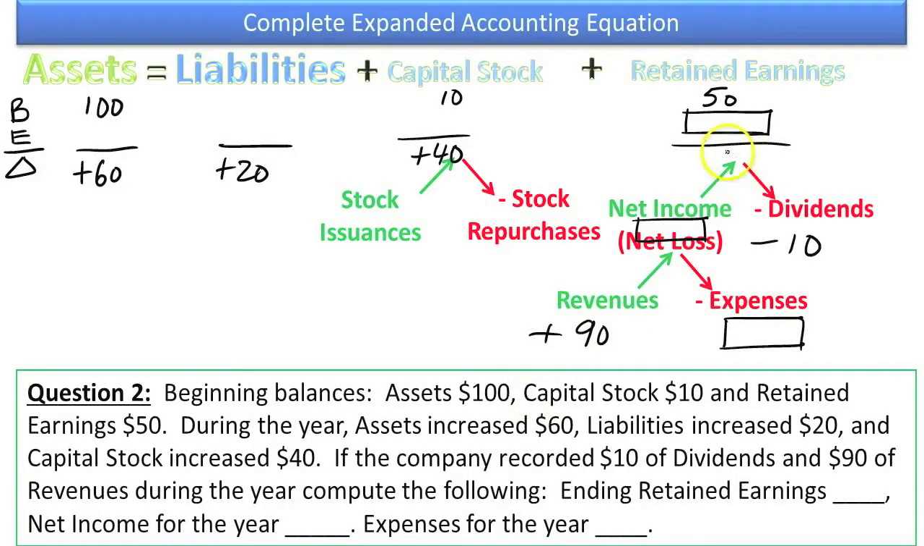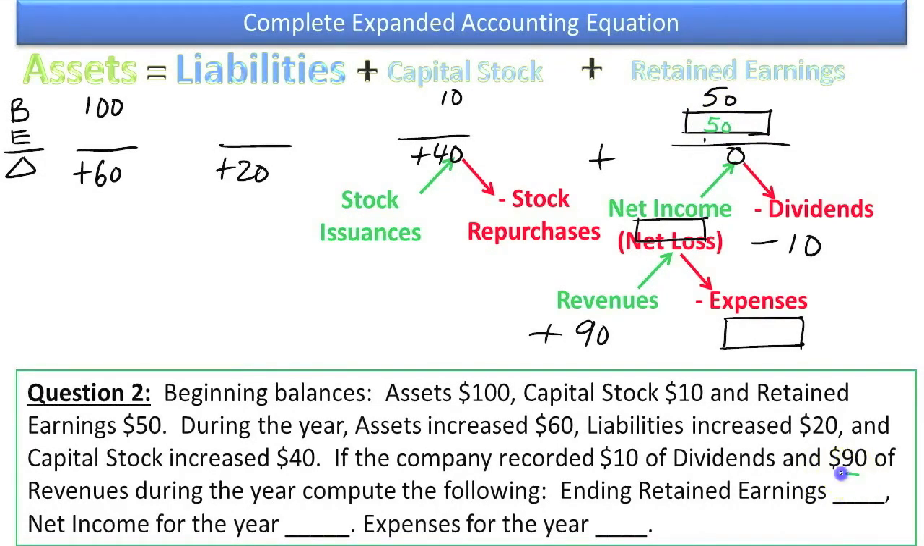I'm going to solve for this horizontal expanded accounting equation. $20 of liabilities plus $40 of capital stock gives us $60 plus something equals 60. Well, that something would be 0, and mathematically that works out. Retained earnings didn't change. If retained earnings didn't change and we started with $50 in retained earnings, then that must mean that we ended the year with $50 of retained earnings.